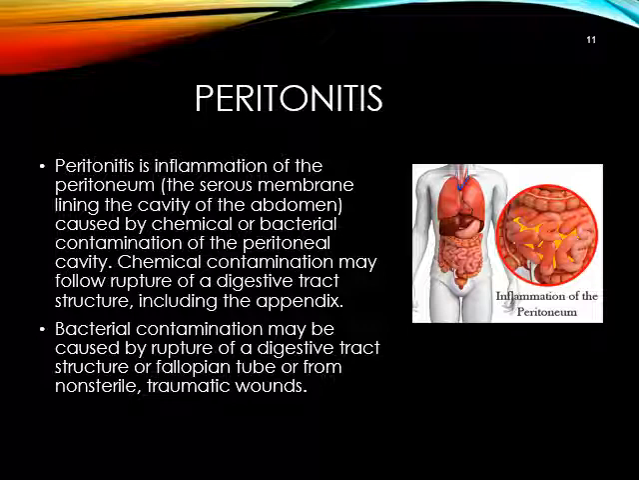And it can be from a rupture in the digestive tract, including appendicitis, bacterial contamination. Sometimes peritoneal dialysis can do it. Fallopian tubes or non-sterile traumatic wounds can cause peritonitis. So again, inflammation of the peritoneum, which is the shock absorber. Chemical contamination may follow rupture of a digestive tract structure. Bacterial contamination may be caused by a rupture of a digestive tract structure or fallopian tube. I know, I said that.